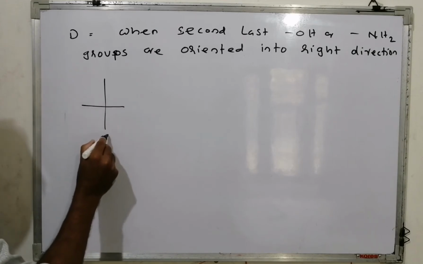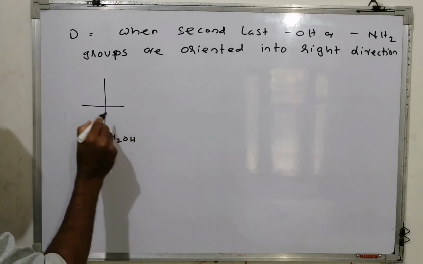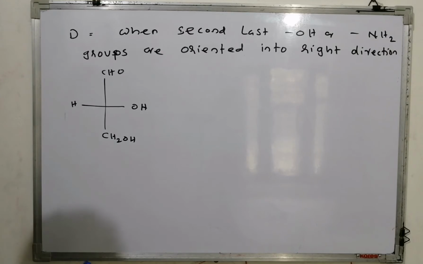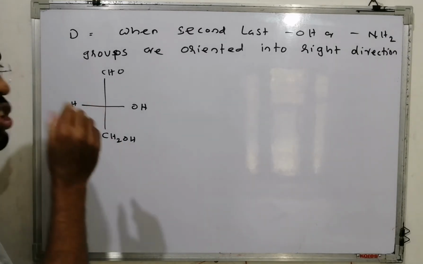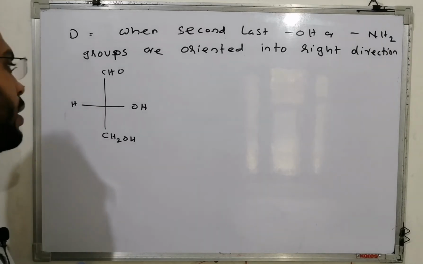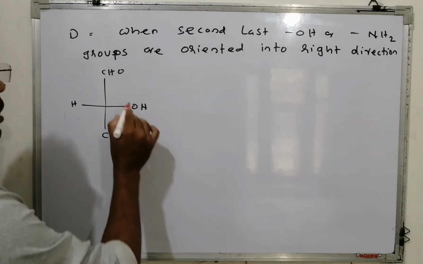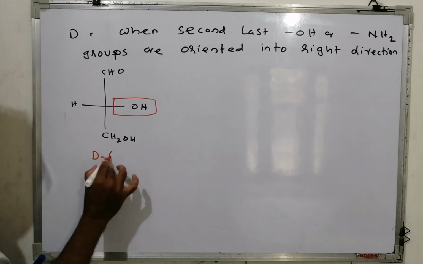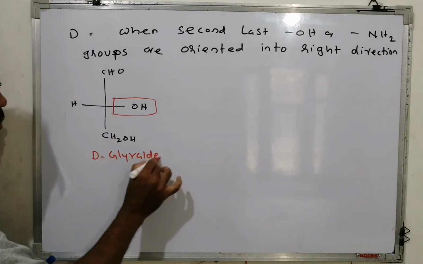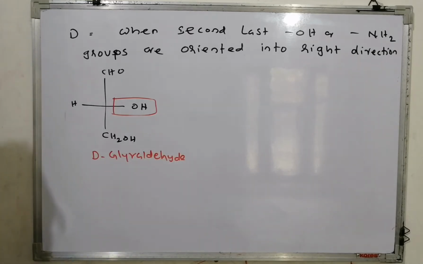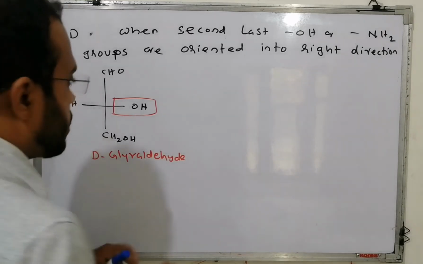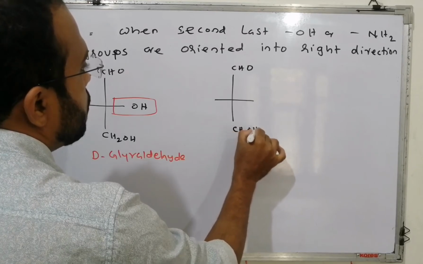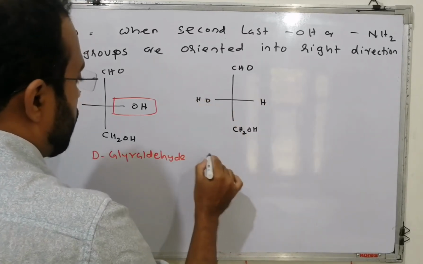Suppose you have a molecule like this: CHO, H, OH, CH2OH. According to the Fischer projection, this cross point is the chiral center. Now, the second last, that is nothing but this one. This is the second last OH group on the right side. Therefore, this is D-glyceraldehyde. Now, it has another option, CHO, CH2OH, but HO, H. This is L-glyceraldehyde.